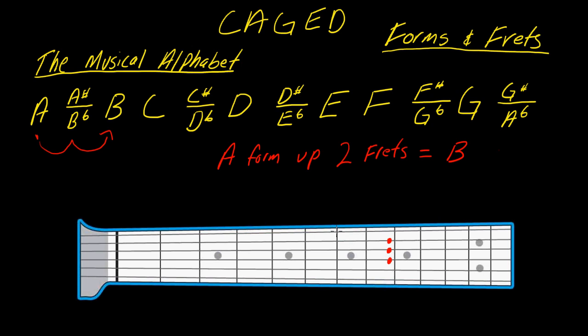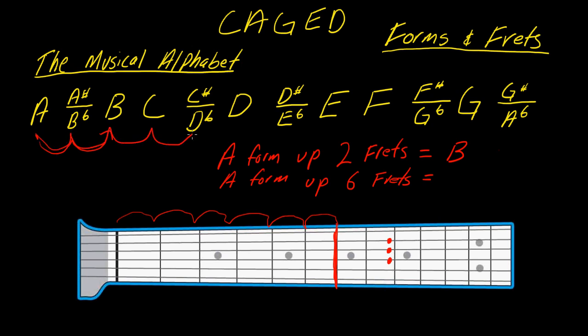And you remember, it needs to be either barred or capoed there. Let's see how many frets I move that up. I went from this nut, I went 1, 2, 3, 4, 5, 6 frets. So A form up 6 frets equals, well, let's count again from here. A form, 1, 2, 3, 4, 5, 6. This is going to be now either a D sharp or an E flat major chord. I'm just going to write D sharp.